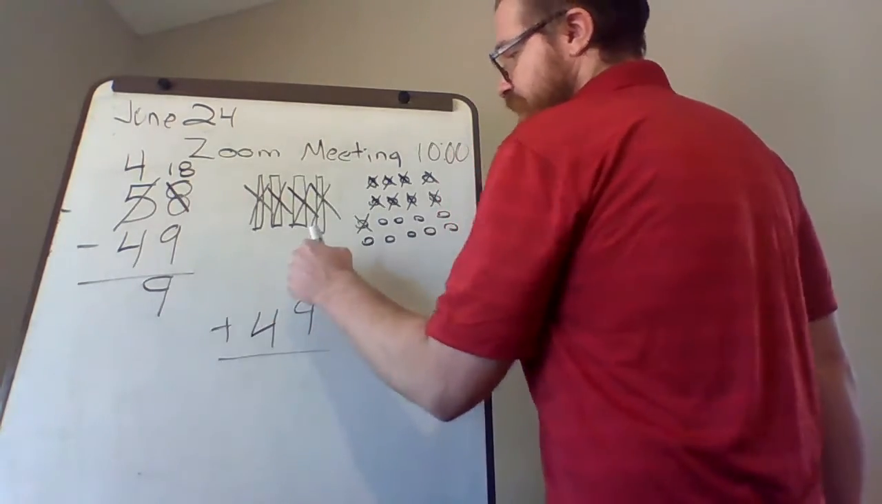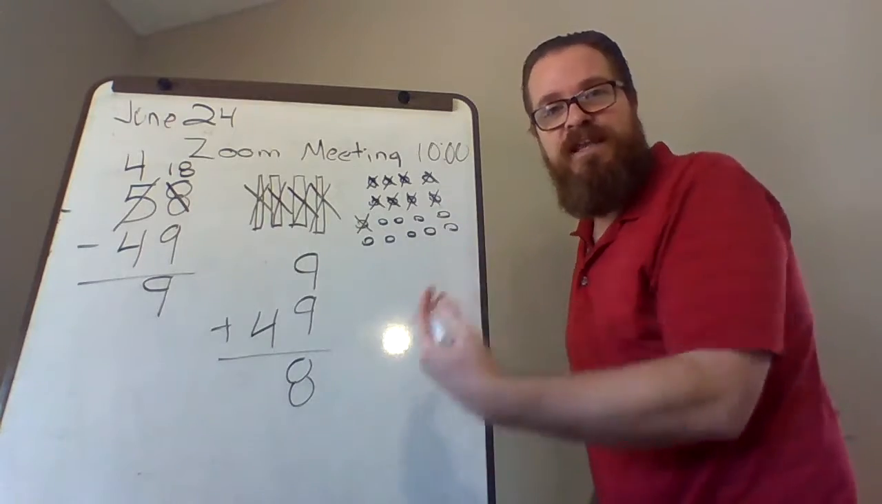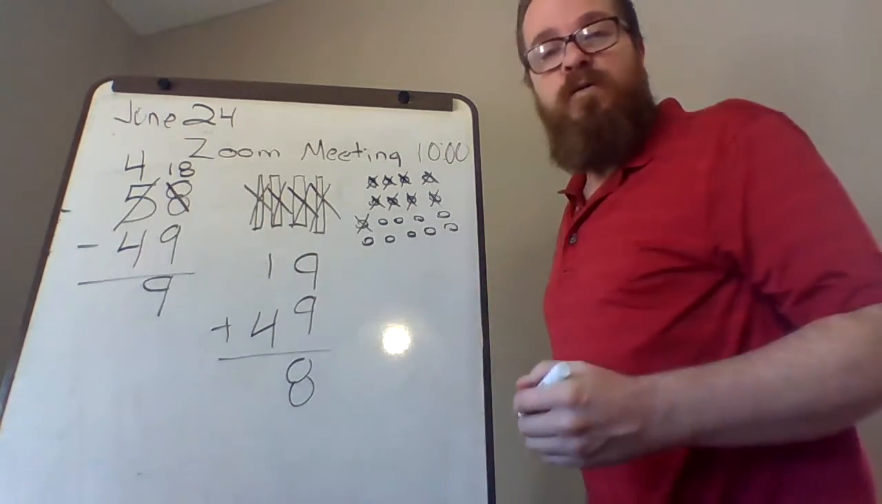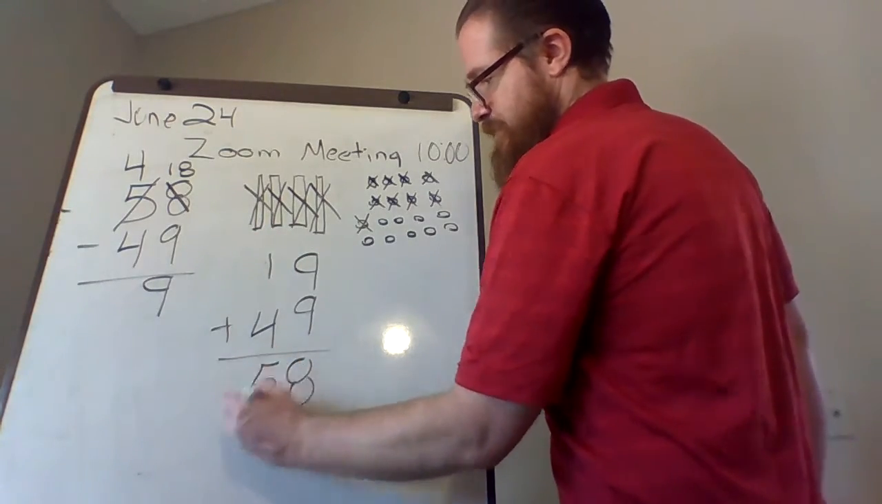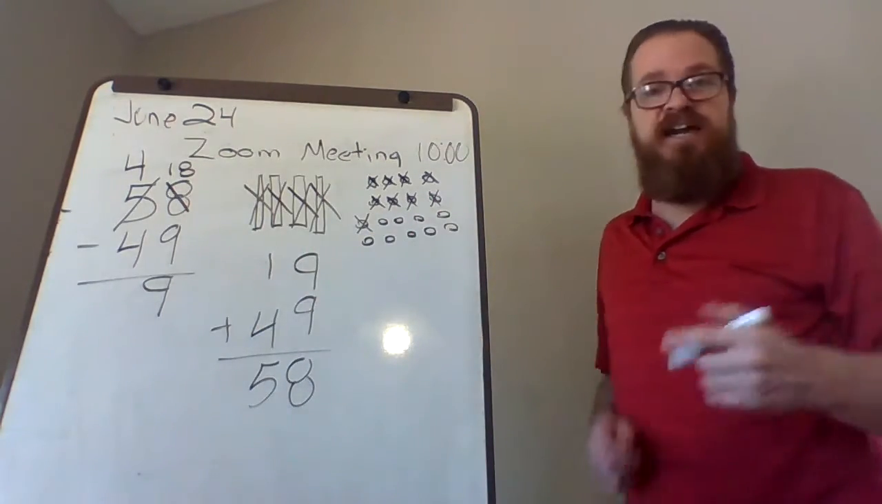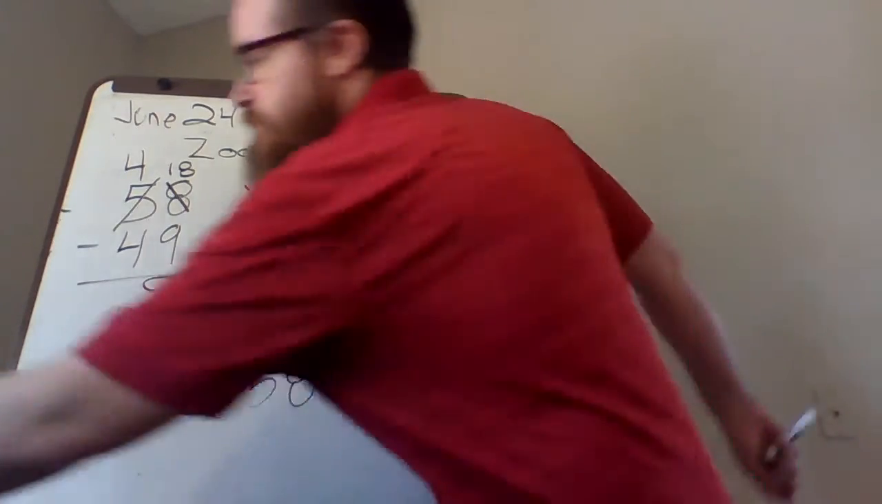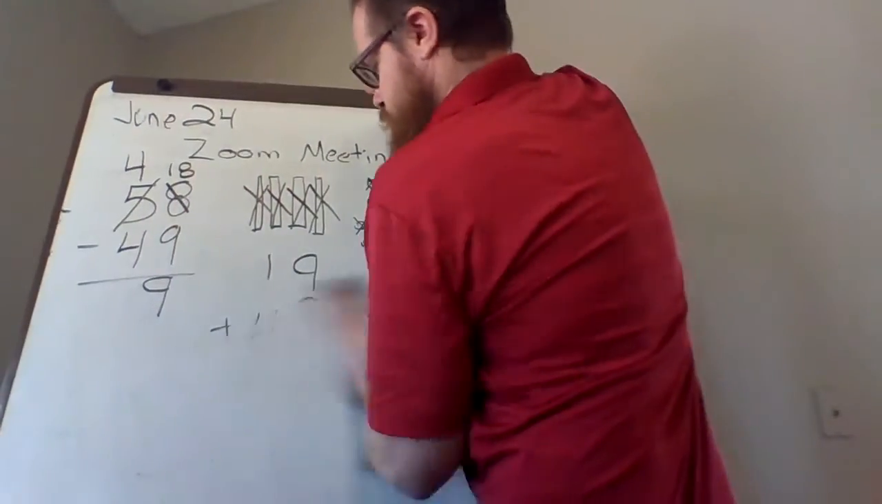Okay? 9 plus 9 is 18. And 18, there's a 1 and an 8. I'm going to regroup the 1. 1 plus 4 is 5. Okay? So see how this number matches this number. It's just a check to see if I was right. Okay? We've got time, so let's do another problem. So let me erase this.